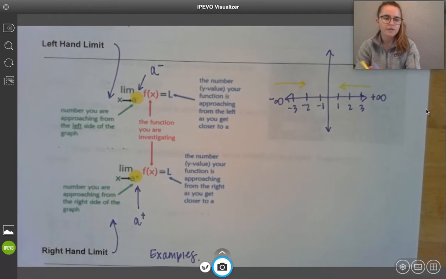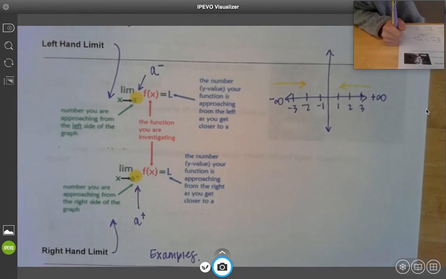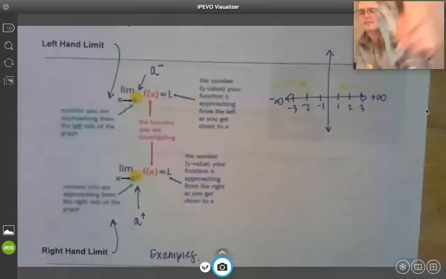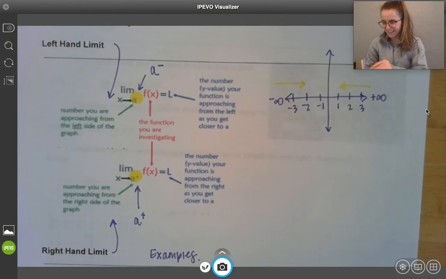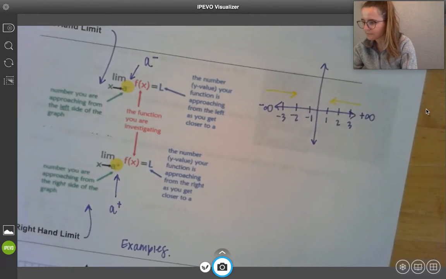All right, let me get a different colored marker because that is invisible. Jeez. There we go.